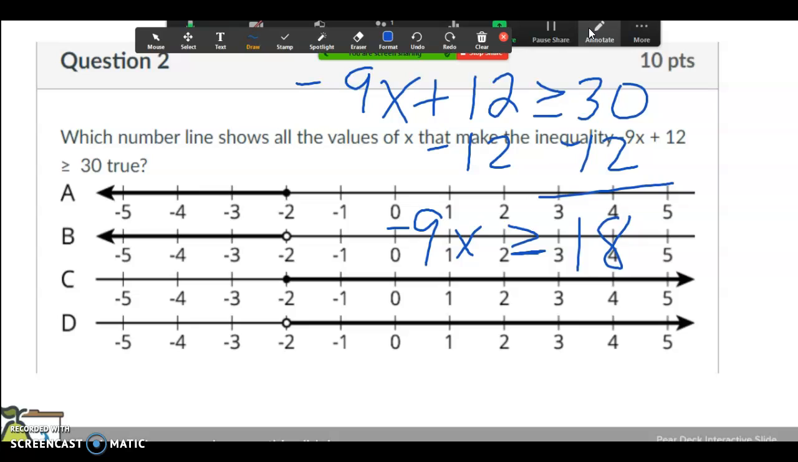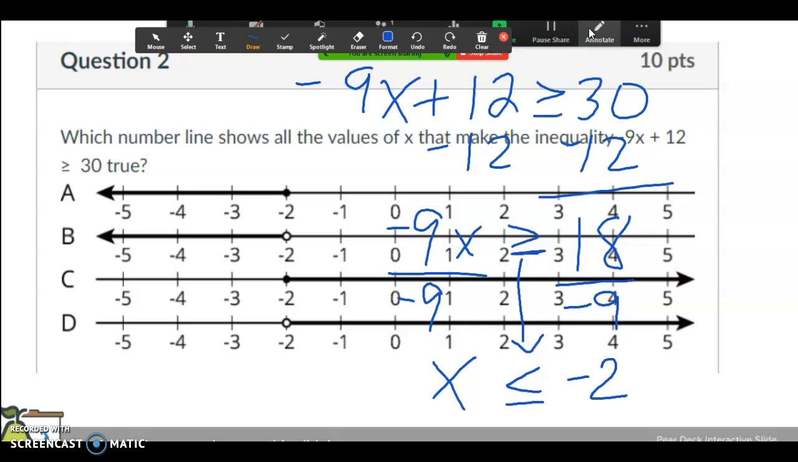To figure out what we're multiplying by, we do the inverse. We divide. So we're going to divide each side by negative 9. 18 divided by negative 9 is negative 2. Okay, a positive divided by a negative is still negative. Now, the rule: if you divide by a negative or multiply by a negative in an inequality, you have to flip the sign. So now my sign is going to flip. X is less than or equal to negative 2.